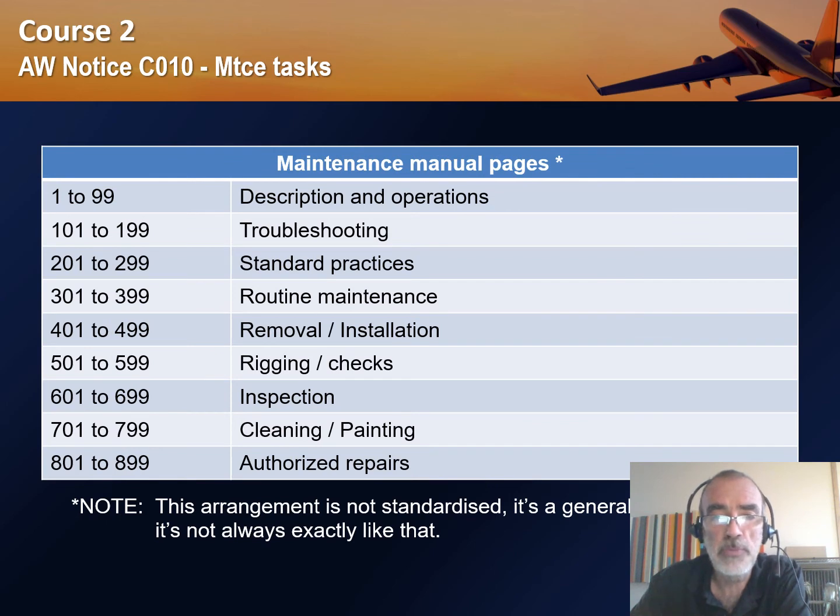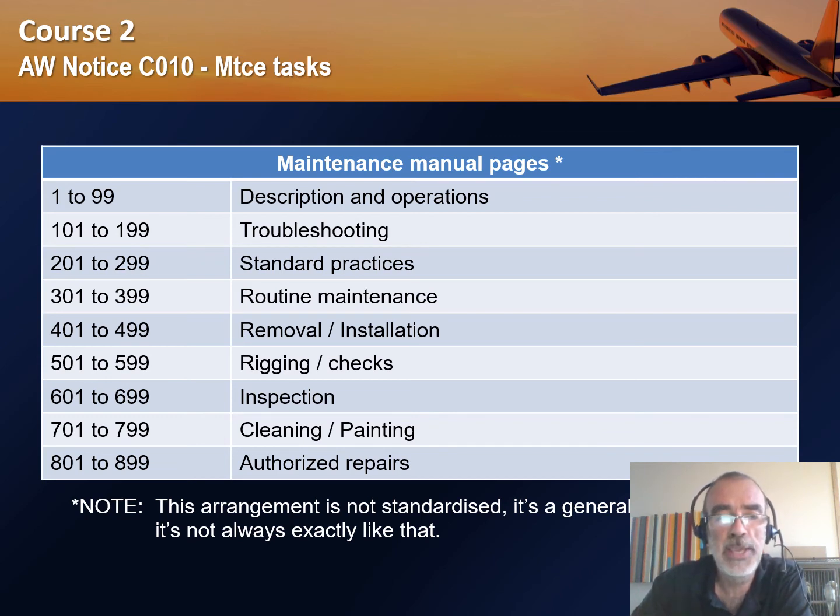The maintenance manual pages usually, and this is pretty much standardized, although in some cases it may vary, if you're looking for troubleshooting, it should be in the 100 page numbers, standard practices in the 200, routine maintenance in the 300. What's important for us would be, let's say, 600, which would be inspection, and 500, the rigging and checks. So pretty much all manufacturers will establish the same format.